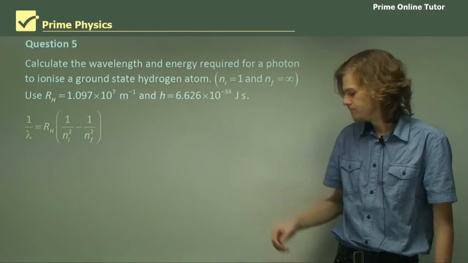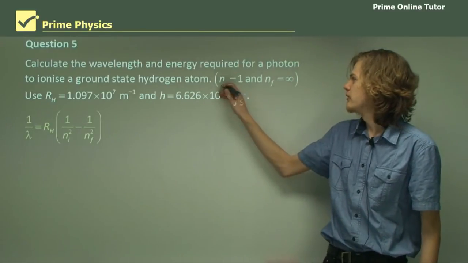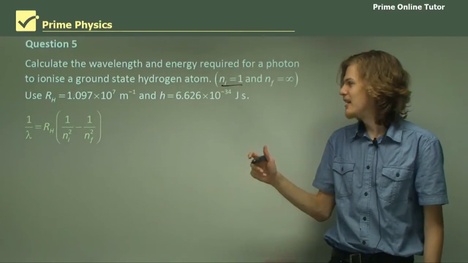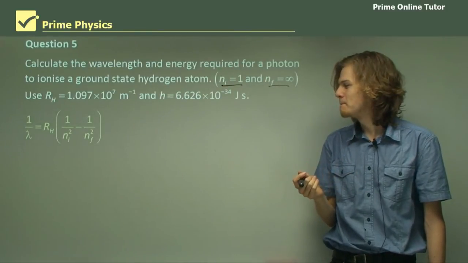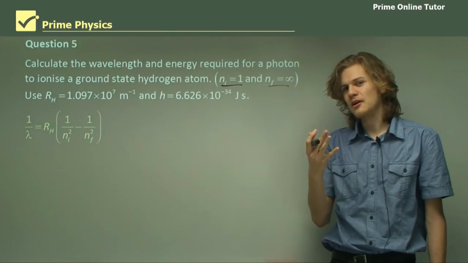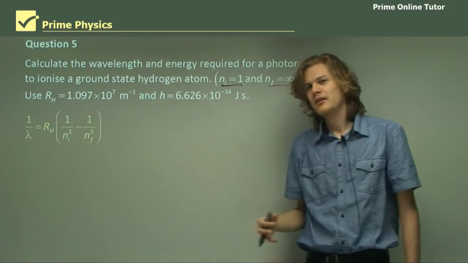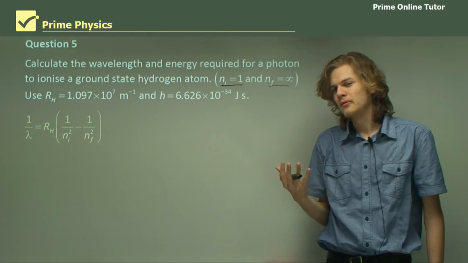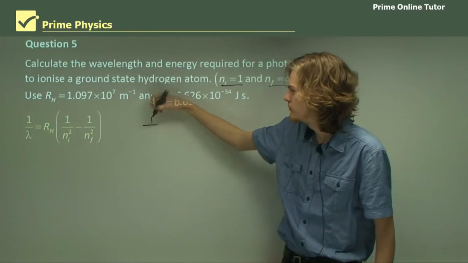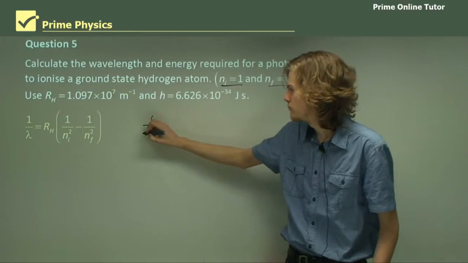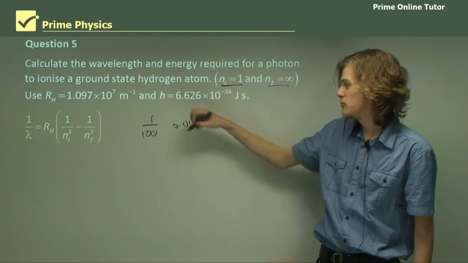So there's Balmer's equation. We have Ni and Nf, so we know that Ni is going to be 1, and Nf is going to be a very, very large number. So if we take a very, very large number and we square it, and then we take the reciprocal of it, what do we end up with? Well, let's think about just a couple of quite high numbers. We'll go 1 over 10 squared, 100. That ends up being 0.01, so it's pretty small.